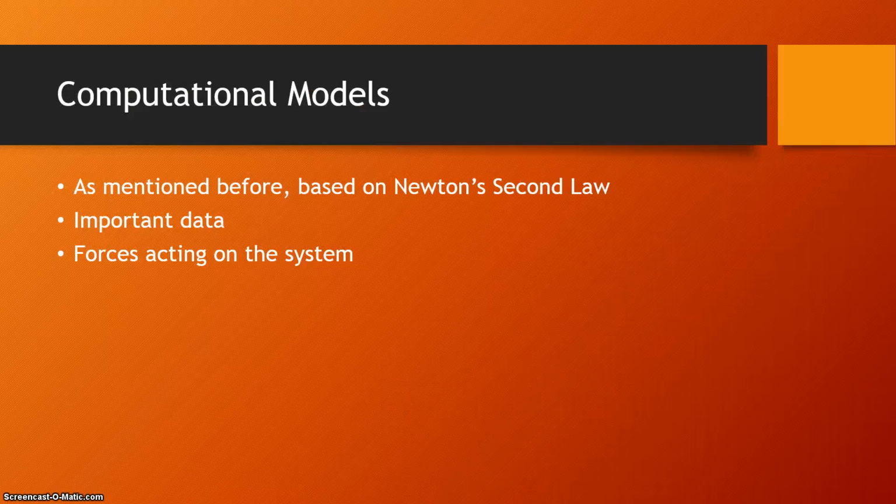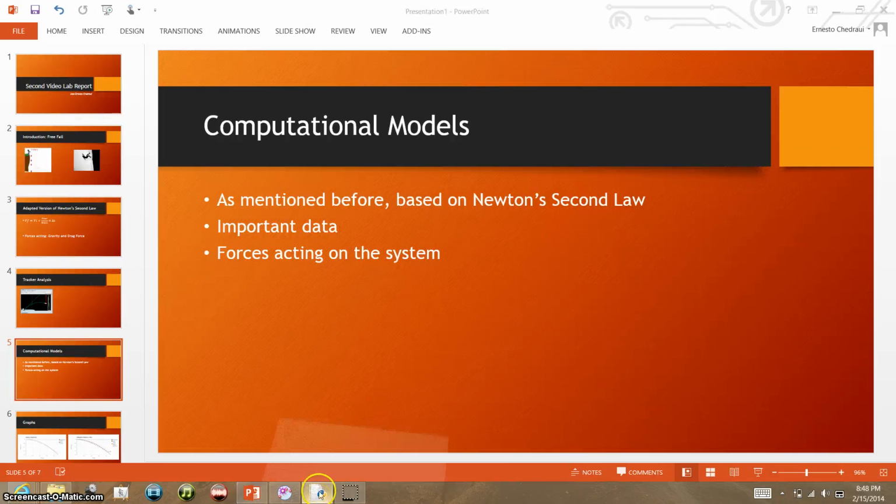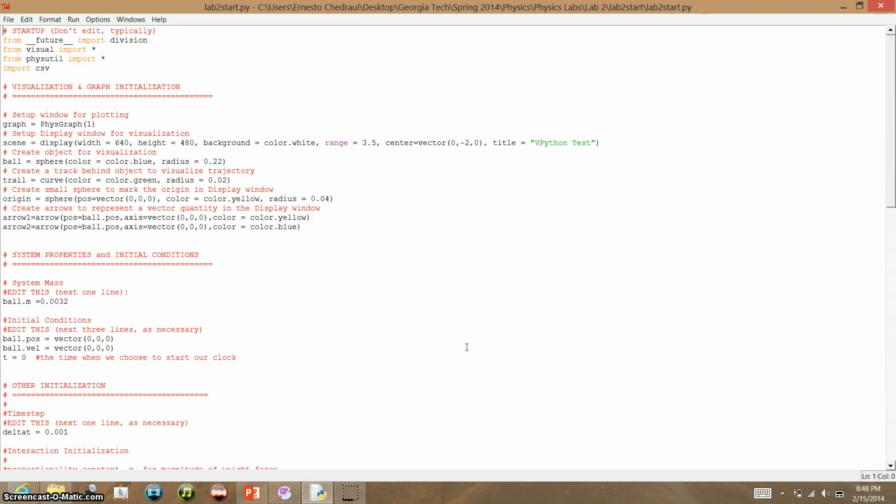There are two different predictions based on computational models for this second video lab report. As in the first lab, the fundamental principle on which the predictions are based is the adapted version of Newton's second law. Let's go to Python, to the actual code. Some important physical data we must include in the code of the computational model are the following. The mass of the soap box is 0.0032 kilograms. The initial velocity of the object is equal to 0 because it starts from rest.